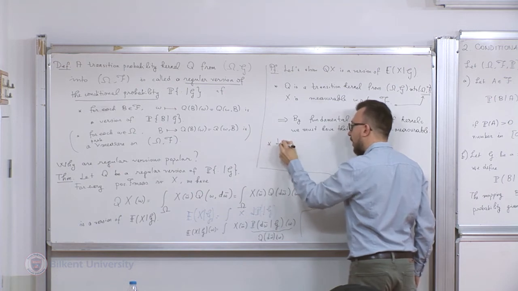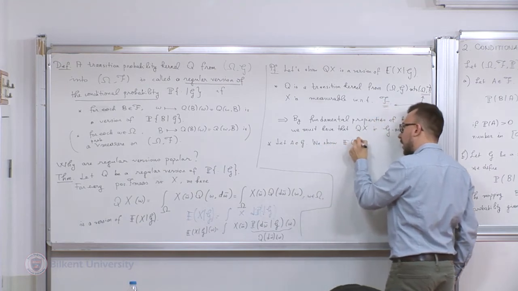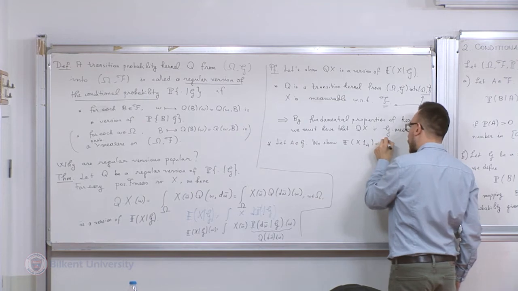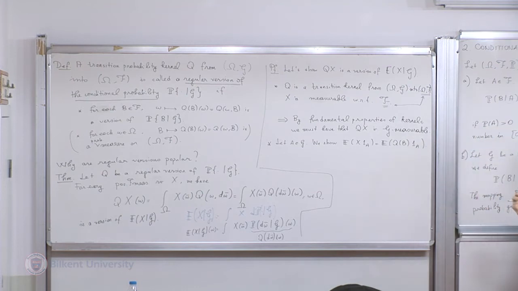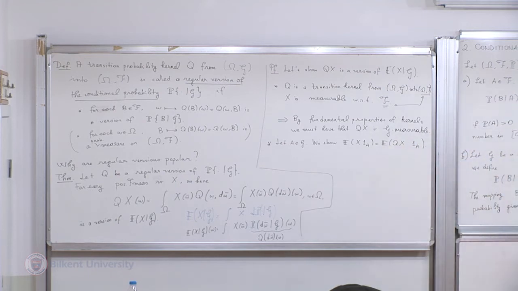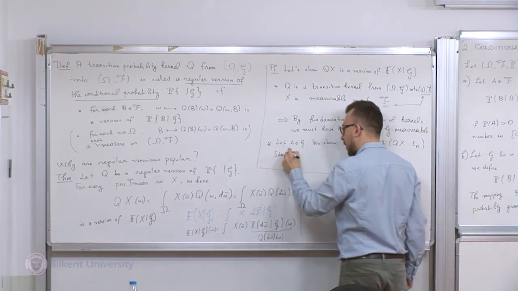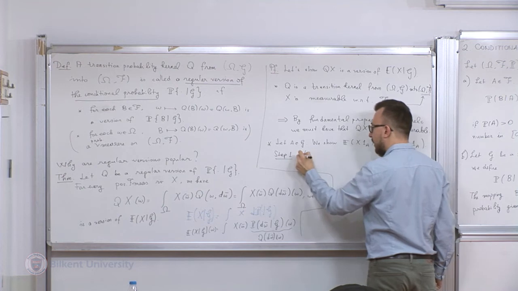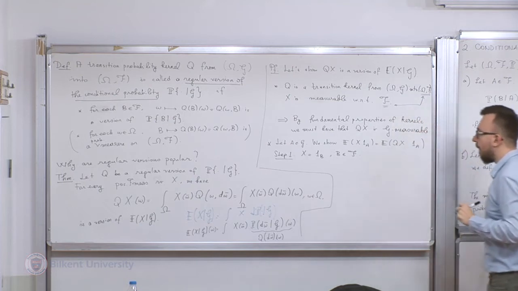So let A be in G. We show that the expectation of X times indicator A is the expectation of Qx times indicator A. Right? Qx is a version of X given G. This is what we need to show. And we're going to do it step by step. First step is to assume X is an indicator function of some set B in F.